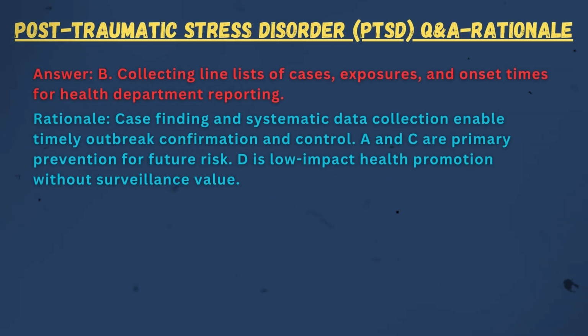Answer. B. Collecting line lists of cases, exposures, and onset times for health department reporting. Rationale. Case finding and systematic data collection enable timely outbreak confirmation and control. A and C are primary prevention for future risk. D is low-impact health promotion without surveillance value.